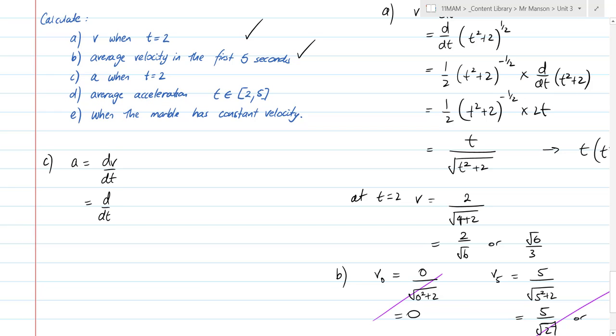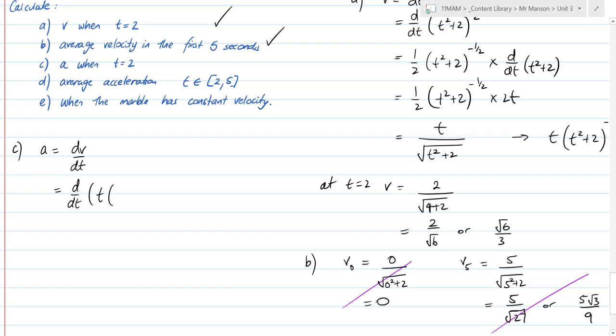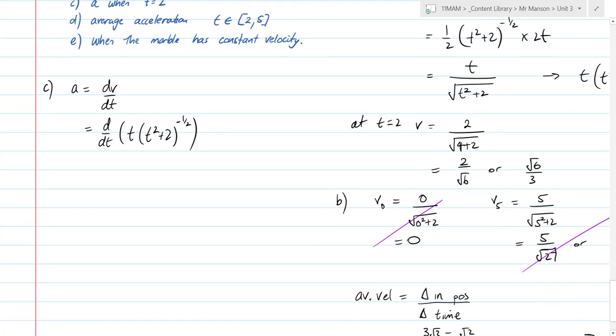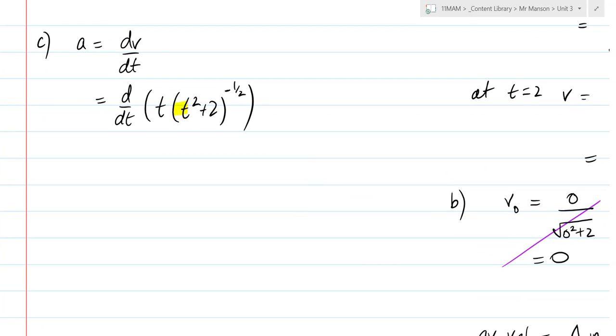Product rule, excellent. So this is on the outside, there is a chain rule component, but that's my v. And v has a chain rule element inside of it, and this is my u substitution there. So I need to do the product rule now. u equals t, v equals t squared plus 2 to the power of negative a half. u dash equals 1, v dash equals negative a half, t squared plus 2 to the power of negative 3 over 2. I've dropped it by 1, multiplied by the derivative of the inside, which is 2t again. And that simplifies down to negative t times t squared plus 2 to the power of negative 3 over 2.